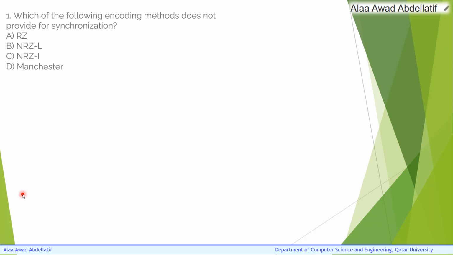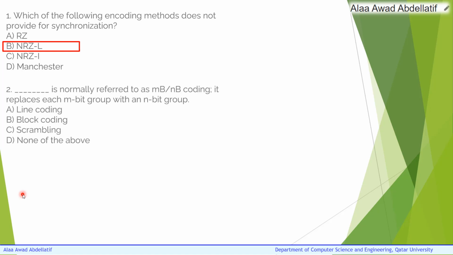Which of the following encoding methods doesn't provide synchronization? Exactly, non-return to zero L. Because return to zero can support partial synchronization and inversion can also support partial synchronization, but non-return to zero L doesn't support synchronization.